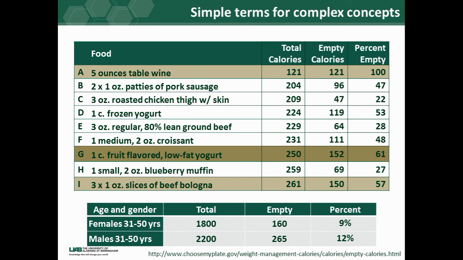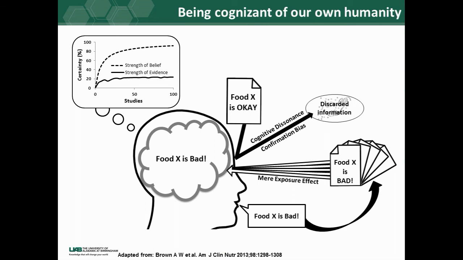But I can tell you that if a woman had a roasted chicken thigh with 5 ounces of table wine, she would already be over her daily allotment of empty calories, despite, I think, a lot of people thinking of that as not that unhealthy of a meal. So we have to think about, what are we doing with some of these constructs? How are we communicating them? What do they mean? What is an empty calorie?